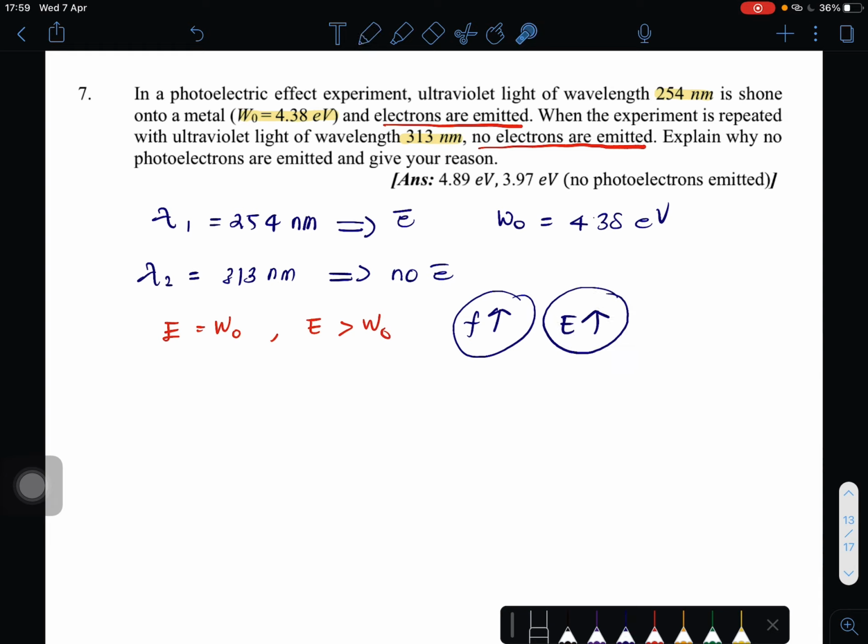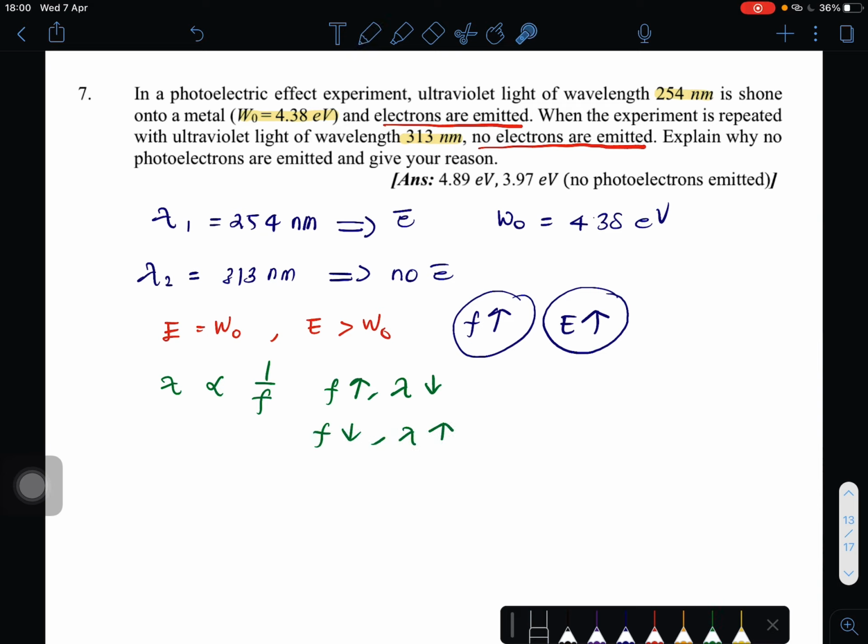Tapi sekarang ni dia bagi information dalam bentuk wavelength. So ingat sebelum ni, wavelength is inversely proportional to frequency. So maksudnya frekuensi tinggi wavelength akan rendah. So frekuensi rendah, wavelength akan tinggi.